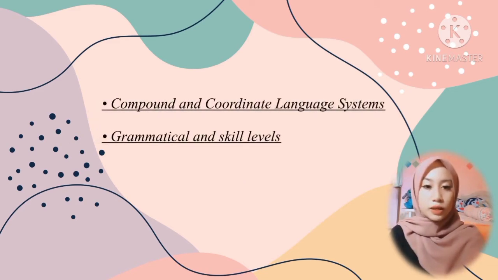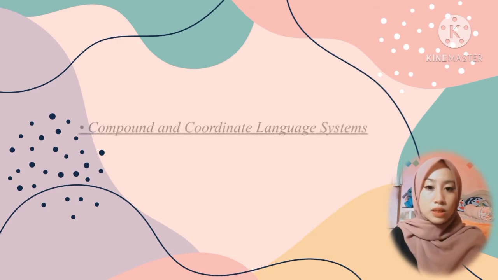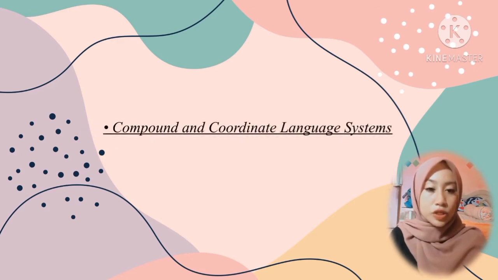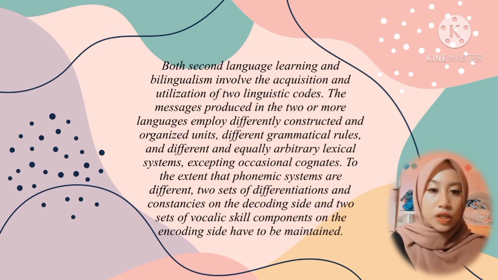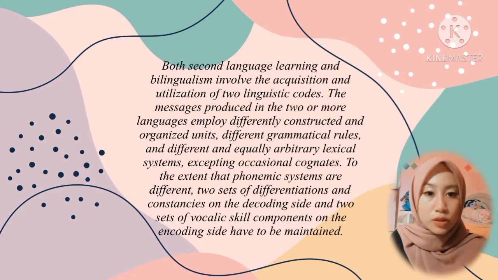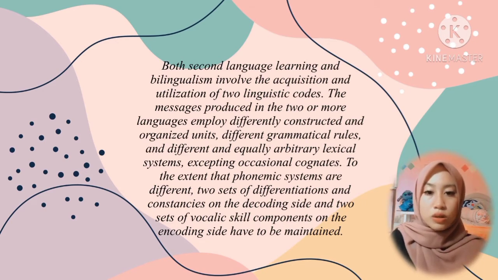Okay, here I will explain about compound and coordinate language systems and grammatical and skill levels. The first, compound and coordinate language systems. Second language learning and bilingualism involve the acquisition and utilization of two linguistic codes. The messages produced in two or more languages employ differently constituted and organized units, different grammatical rules, and a different and equally arbitrary lexical system, excepting associational cognates.